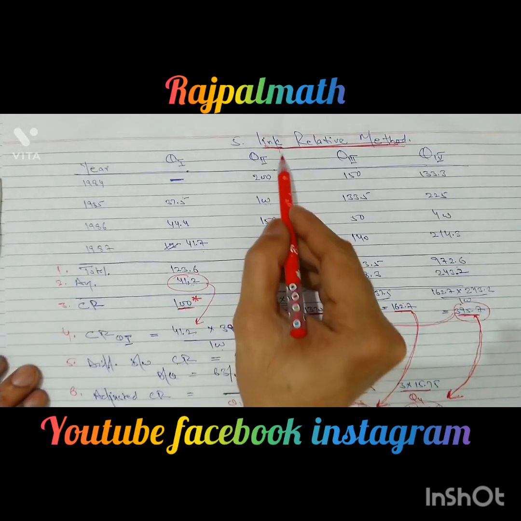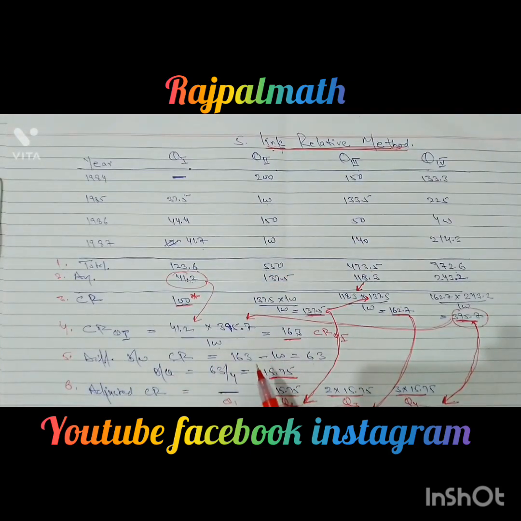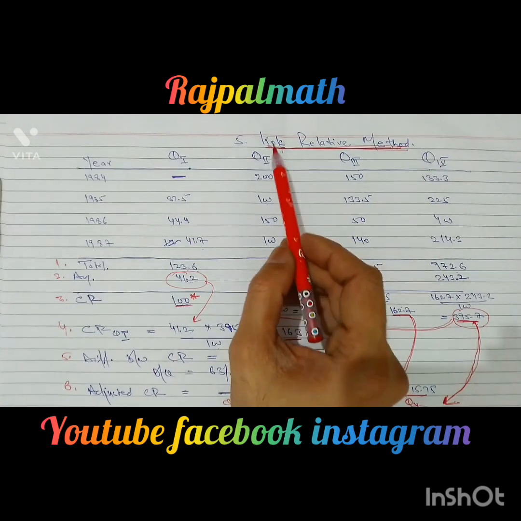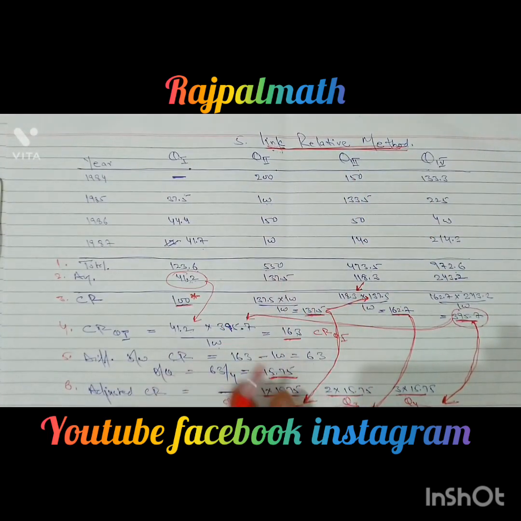Link relative method is a very important method. Practice, practice, practice. Only 3 mantras for the link relative method: practice, practice, practice, at least 3 to 4 times.